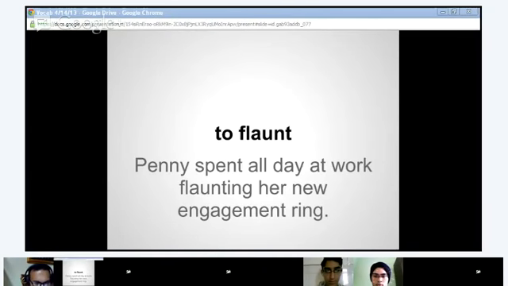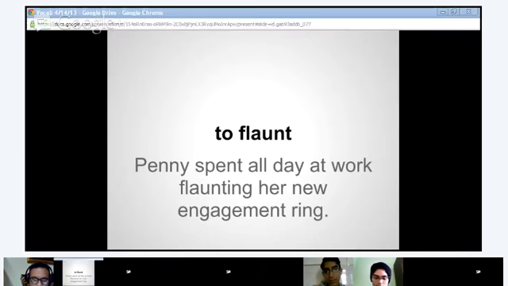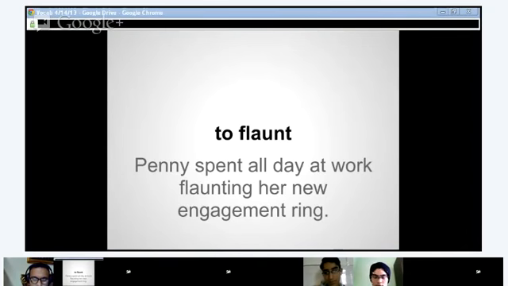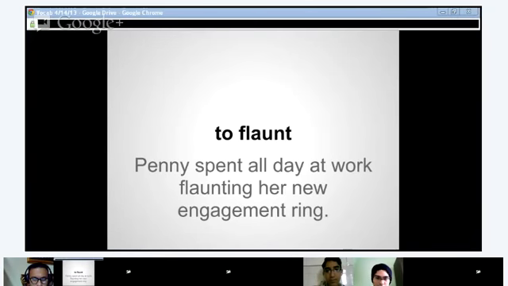Okay, to flaunt. So in this case, let me take this example. Penny spent all day flaunting her new engagement ring. So she just got a new and beautiful engagement ring, and she's very proud of it. So she wants to show it to everybody and brag and boast about her new ring. Oh, okay, so she's displaying it to everyone, and she's very proud of it. Okay?